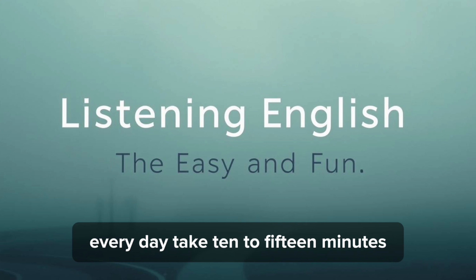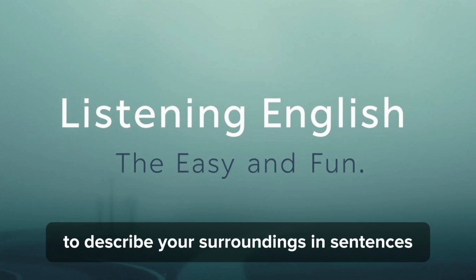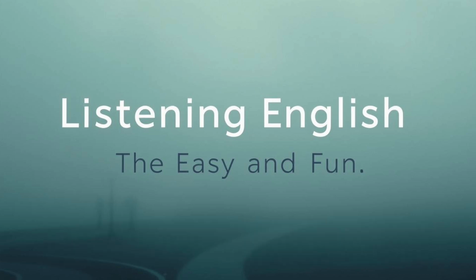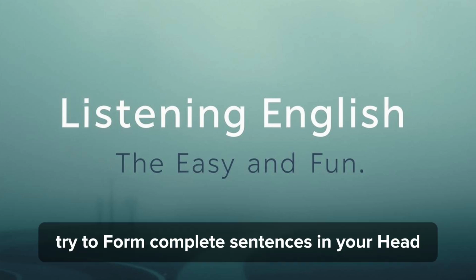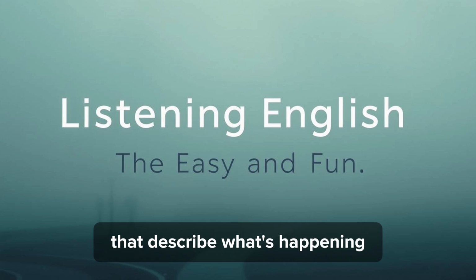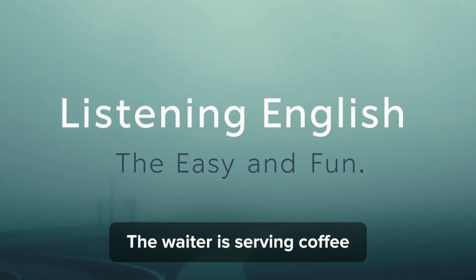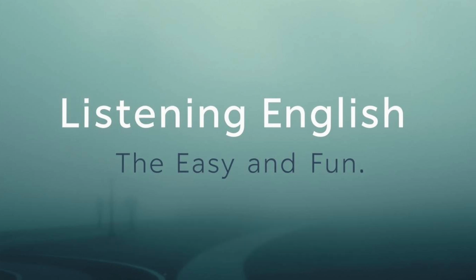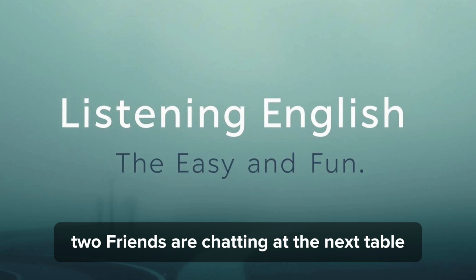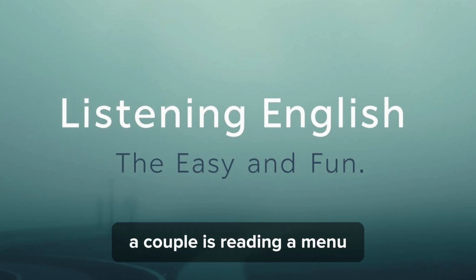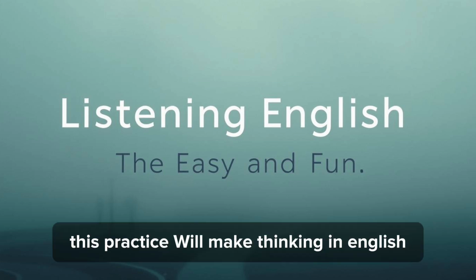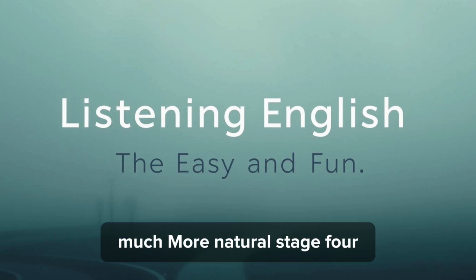Every day, take 10 to 15 minutes to describe your surroundings in sentences. Whether you're at home, in the office, or walking through a new city, try to form complete sentences in your head that describe what's happening. For example, if you're in a cafe in Rome, Italy, you might say, "The waiter is serving coffee. Two friends are chatting at the next table. A couple is reading a menu." This practice will make thinking in English much more natural.